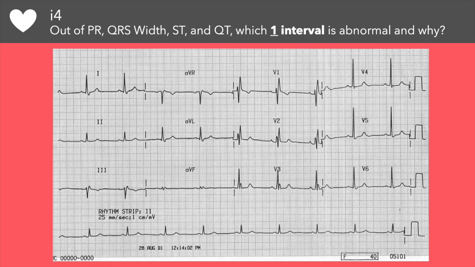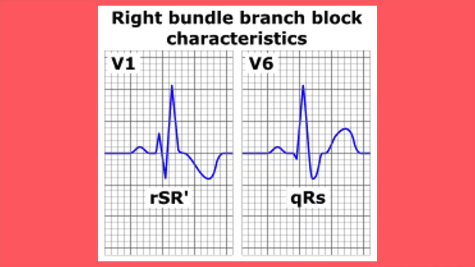Out of the PR, QRS with ST and QT, which one interval is abnormal and why? PR looks okay. QRS is widened. So why is it wide? There's a right bundle branch block. Notice the right bundle branch block morphology with the rabbit ears in the right precordial leads. ST looks okay. QT looks okay. Here's a picture of right bundle branch block characteristics.